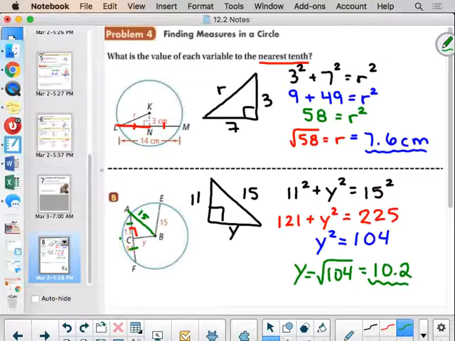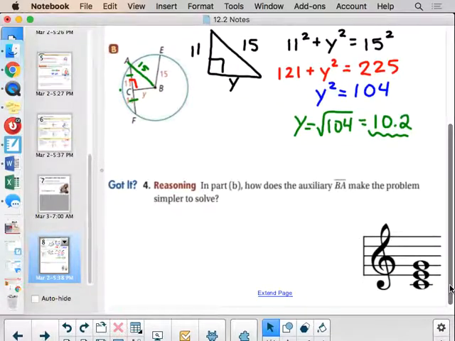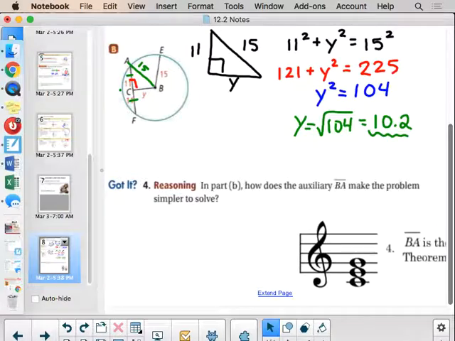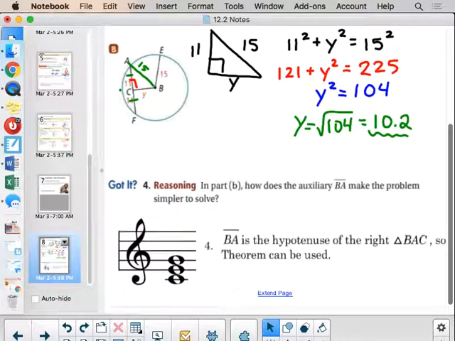Do we kind of understand why I had to teach you all those theorems today, those words? Kind of annoying, but yeah, it's happening. All right, here is your guided question. It says in part B, how did Isabel's auxiliary line BA make the problem simpler to solve? It's kind of for Isabel. Is your question. Yeah, look at that, Isabel. It's because it allowed us to use the Pythagorean theorem. It's exactly what I'm looking for.